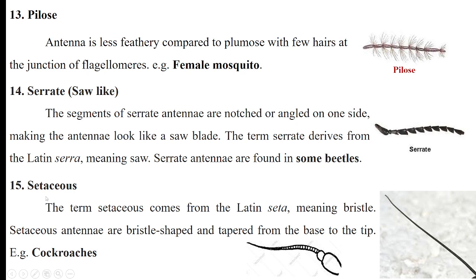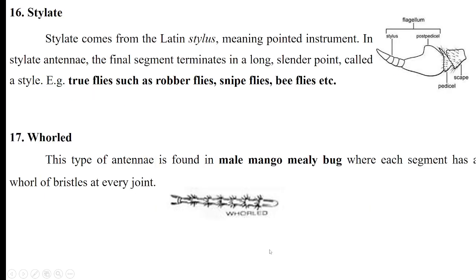Then the next one is setaceous antennae. In the setaceous antennae, you can see here these segments gradually decrease from base to apex. The size of these segments gradually decreases from the base to apex and tapers from base to tip. And this type of antennae is found in cockroaches.